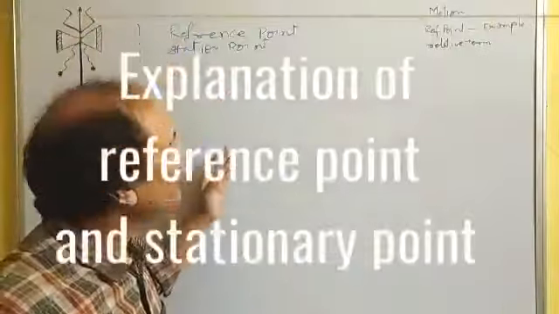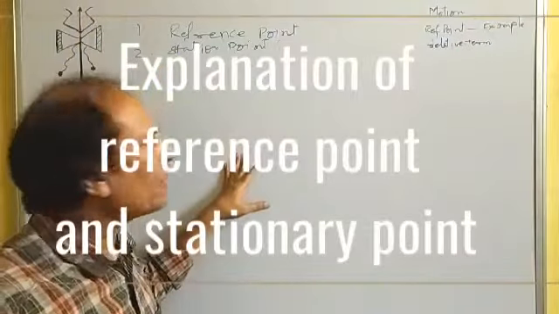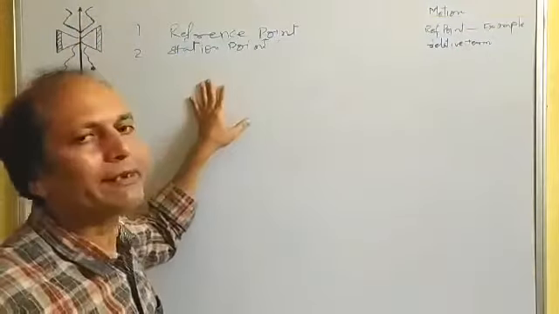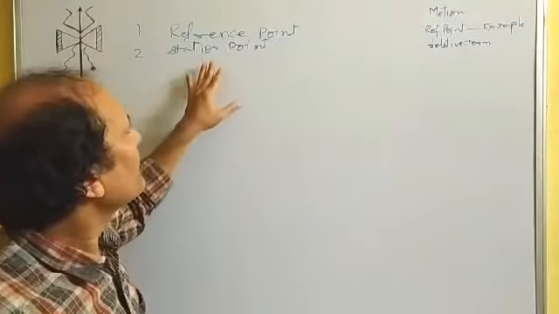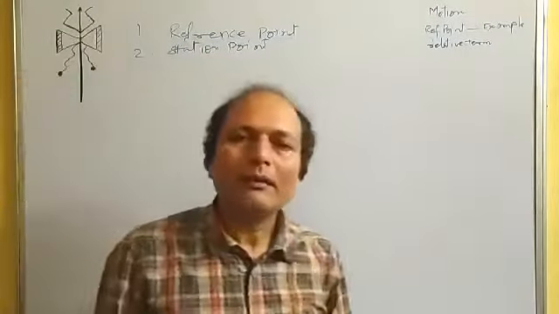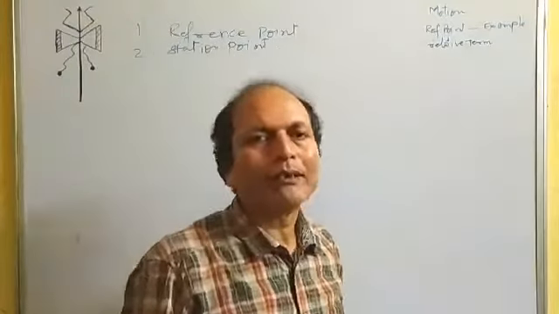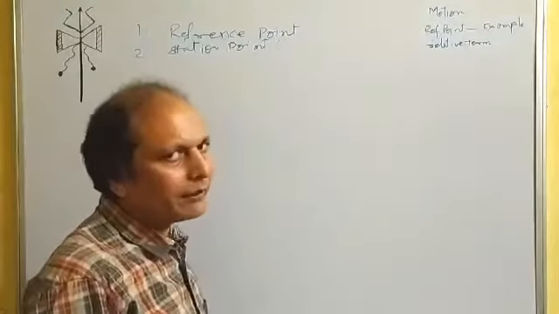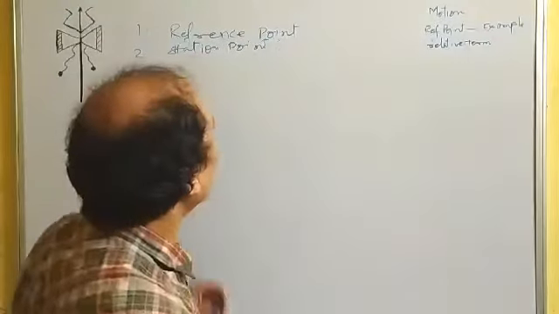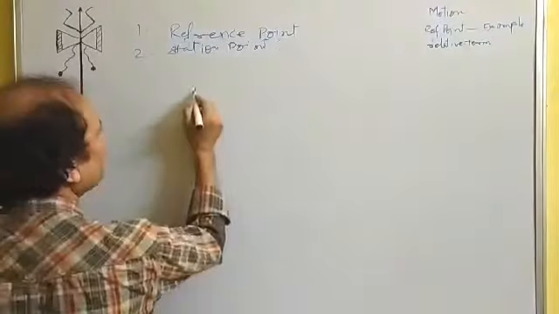In respect of these points, motion can be measured. There are two points, reference point and station point. In respect of these two points, we can measure a motion. So for its detailed explanation, now come to the reference point.